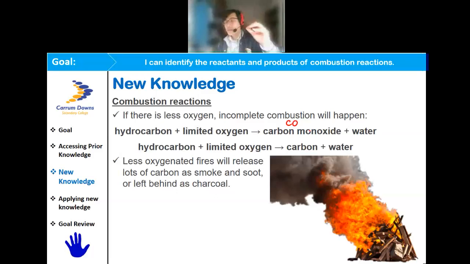Okay, CO2, carbon dioxide, has 2 oxygen. Here, because we have less oxygen, you can only have one oxygen with a carbon. Okay, so carbon monoxide. Now you may also have heard about carbon monoxide poisoning.